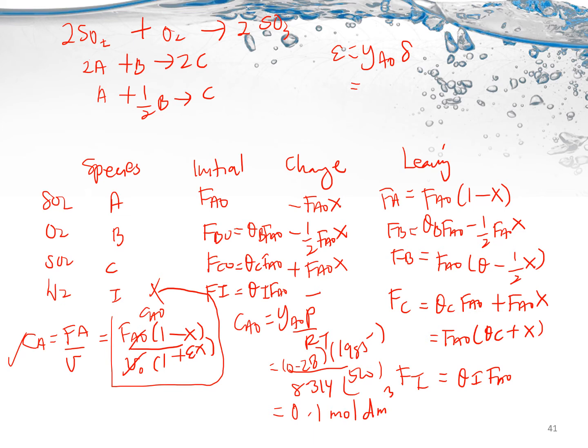What was it just now? 0.28, sorry, 0.28, times delta. Which is 1 minus 1 over 2 minus 1. So the answer should be minus 0.14 here. So you just put in all the values here, and you will be able to get 0.028 mole over decimeter cube.